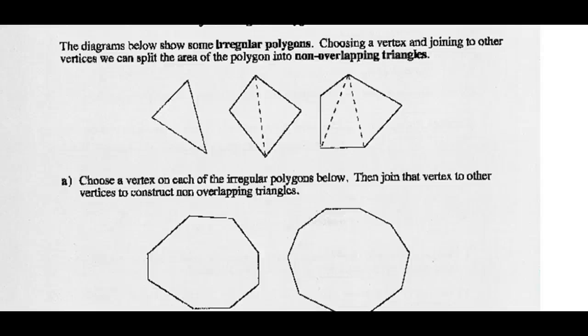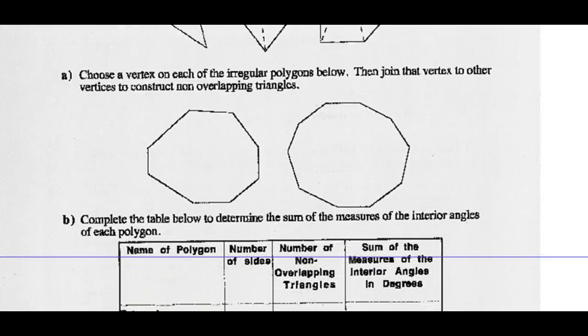Well, one triangle, that's the best we can do. Four-sided figure, that's irregular. Well, we've got two non-overlapping triangles. A five-sided figure, that is irregular. We've got three non-overlapping triangles. A asks us to choose a vertex on each of the irregular polygons below, then join that vertex to other vertices to construct non-overlapping triangles.